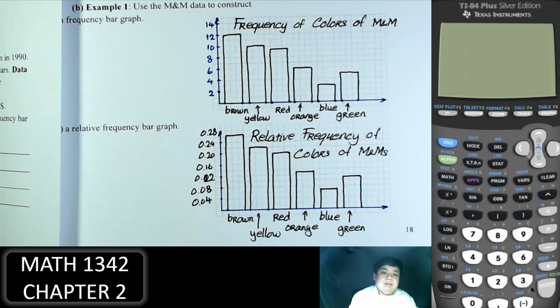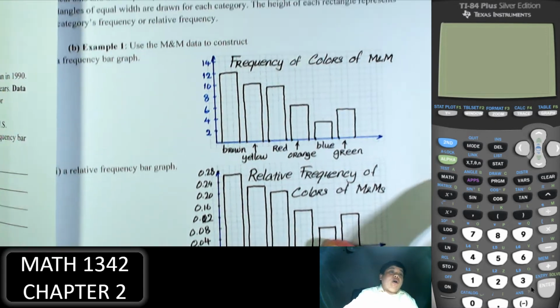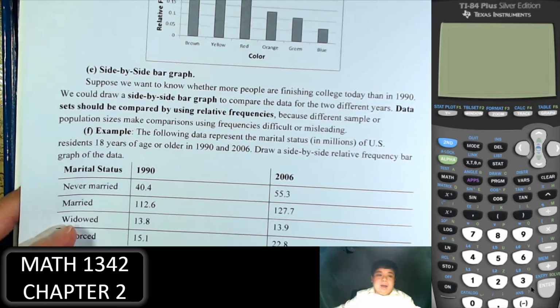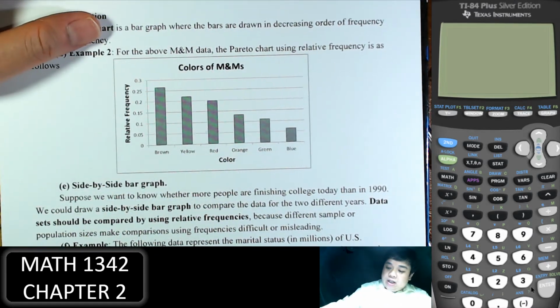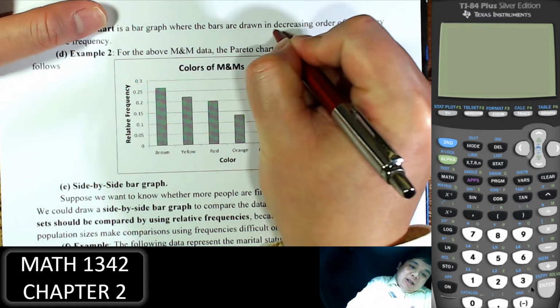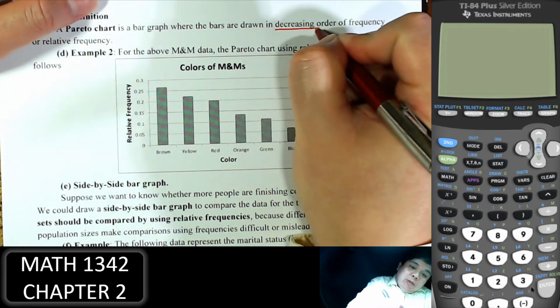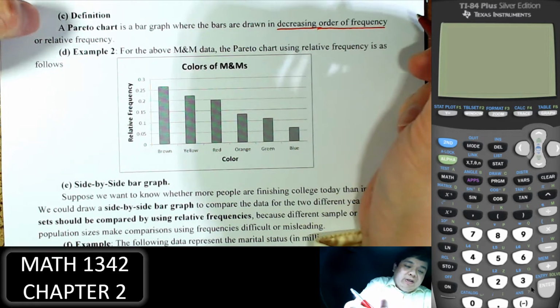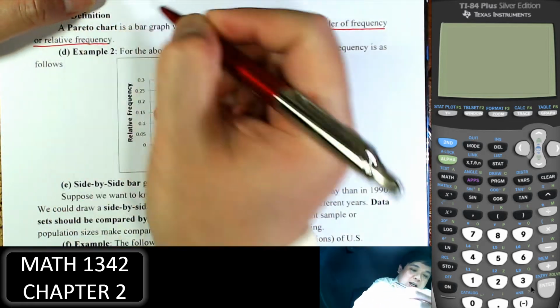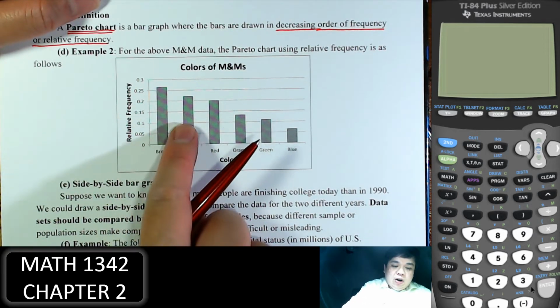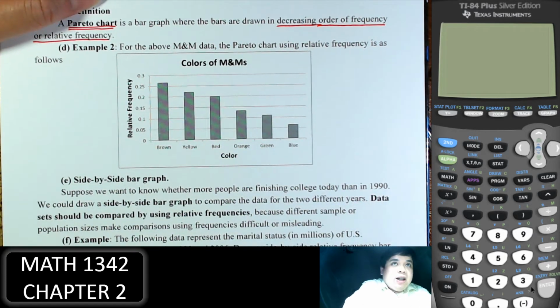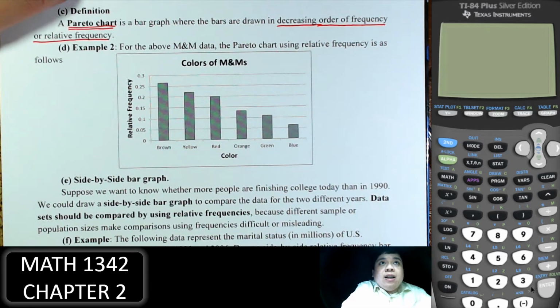Right, talking about order, if we arrange them in decreasing order of frequency or relative frequency, this is called a Pareto chart. So decreasing order of frequency, that's what we have here.